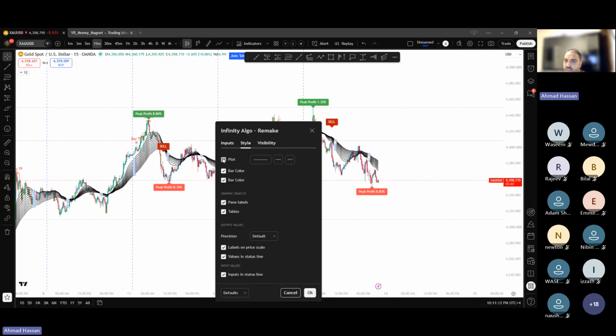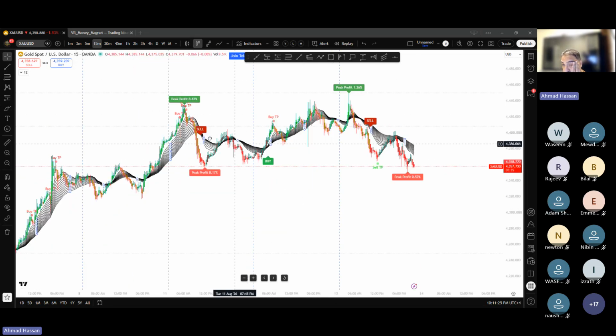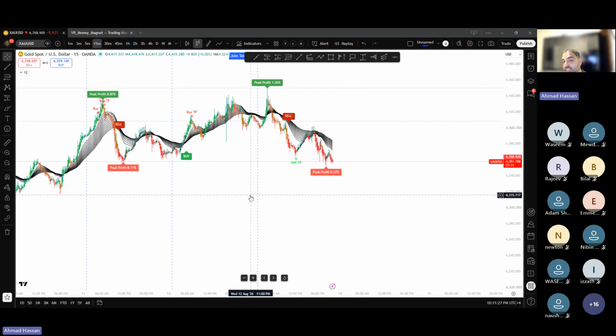You want to plot the lines and all, you can do that. You don't want to plot, your choice. You want to do the bar colors, you can do that. You don't want to, it's your choice. I prefer you utilize this with Heikin-Ashi candles. It always gives you easy access and tells you clearly where the best entries are, and you'll easily be able to get a clear picture of where the market is moving.